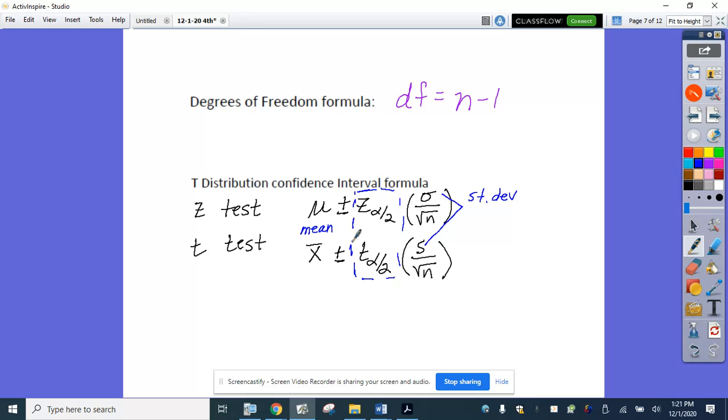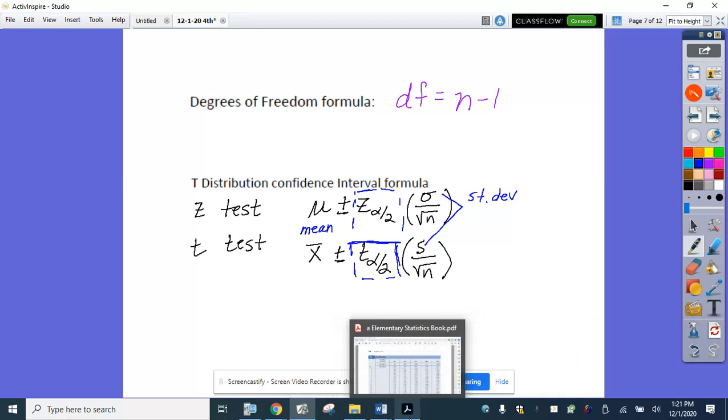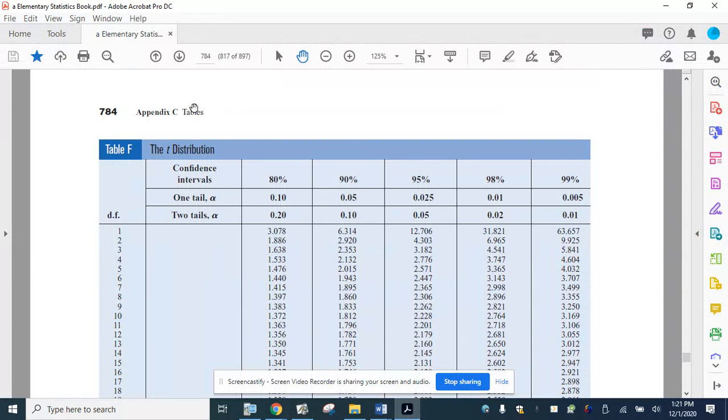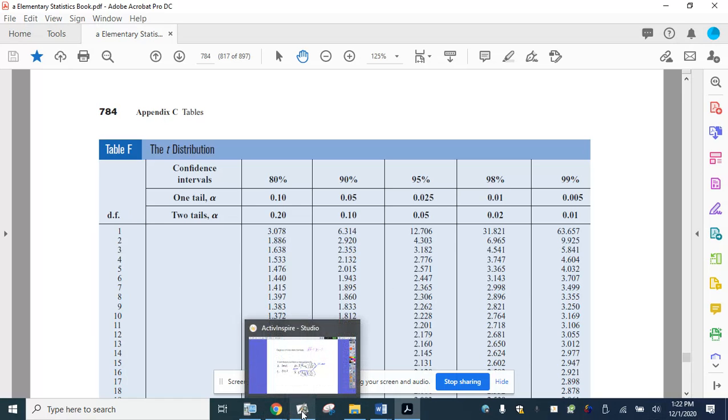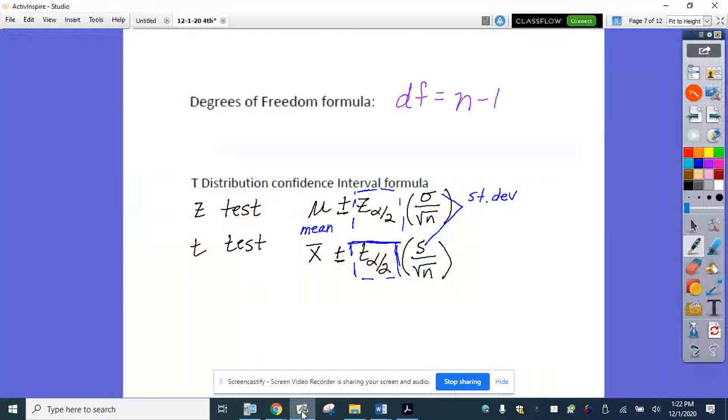Where do I get this t sub alpha over 2 number from? You have a chart for the t values, and it's called a t distribution chart. I'll show you the top of mine. It says the t distribution at the top. It should say table C. And so we're going to look at a couple of examples and go through these.